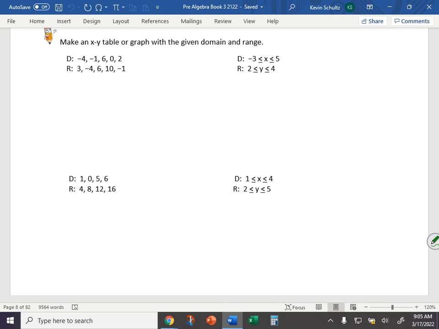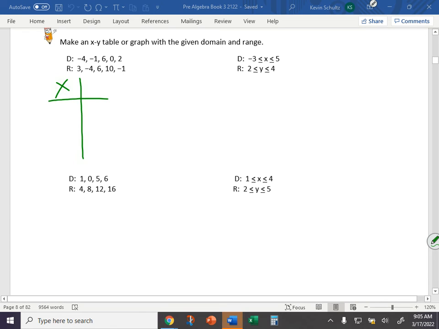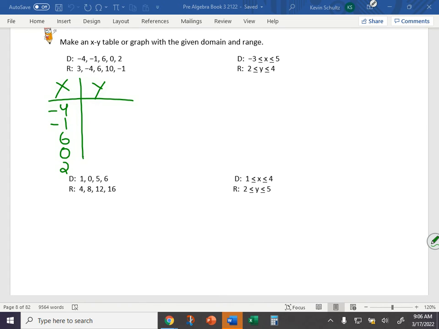Let's look at the first one here. It says that domain is specifically -4, -1, 6, 0, and 2. When you've got values specifically listed out like that, what are we talking about? Is that a table or is that a graph? Table, right? Okay? So we're going to make our XY table here. And which values do the domain represent? The X ones. So in our X column, -4, -1, 6, 0, 2.